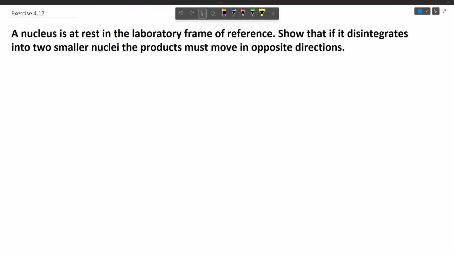The question says that a nucleus is at rest in the laboratory frame of reference. Show that if it disintegrates into two smaller nuclei, the products must move in opposite directions.